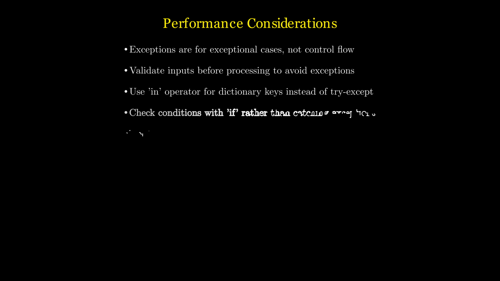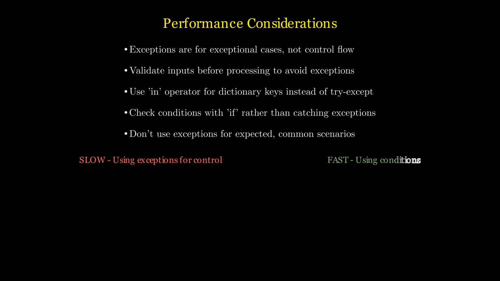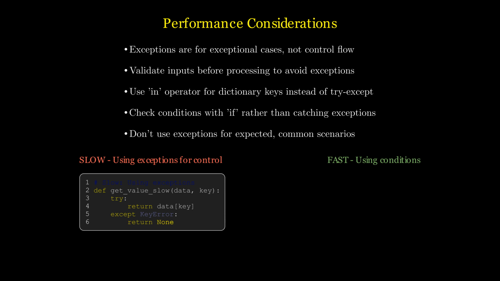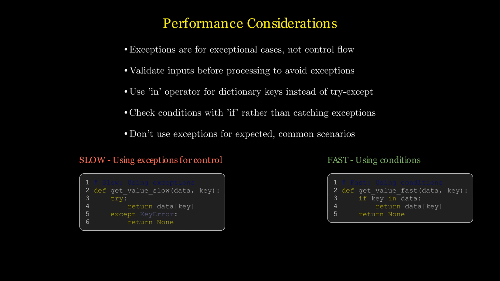Here are key performance considerations. Use exceptions for truly exceptional situations, not normal program flow. Validate inputs upfront to prevent exceptions. Check if dictionary keys exist rather than catching key error. Use conditional statements for expected scenarios. The fast example avoids the exception overhead by checking the condition first.